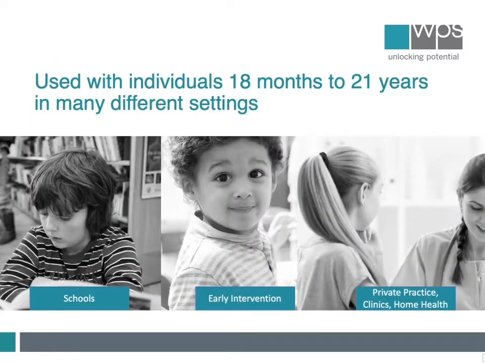The Arizona 4 is used with individuals 18 months to 21 years of age and in many different settings. Another one of the revisions for the Arizona 4 is the extended age ranges. So the word articulation test is now 18 months through 21 years of age. The sentence articulation test is 3 years to 21 years of age. And the phonology test is 18 months through 21 years of age. For further information, please see Table 2.1 in the manual that talks about the age ranges of the Arizona 4 tests.